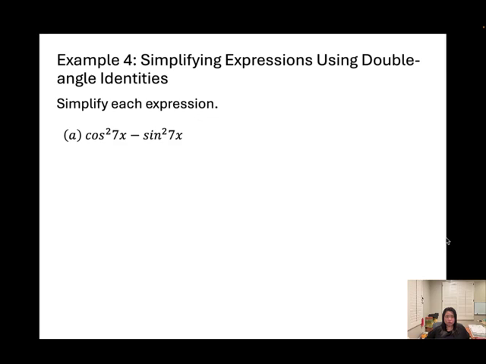Okay, example 4, simplify each expression. So I do have a cosine squared 7x minus sine squared 7x. Do you guys recall any formula? The double angle formula for cosine, right? So this is going to be your A will be equal to 7x. So that will be equal to cosine 2 times 7x, which is going to be cosine 14x here.